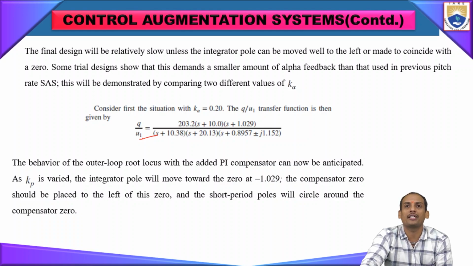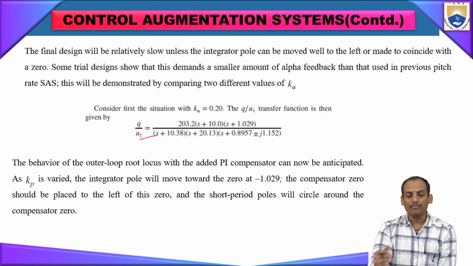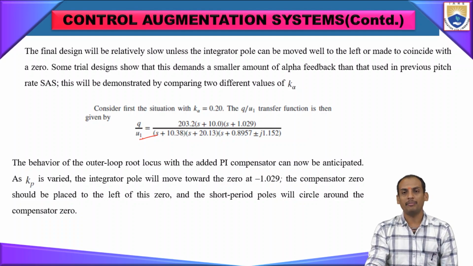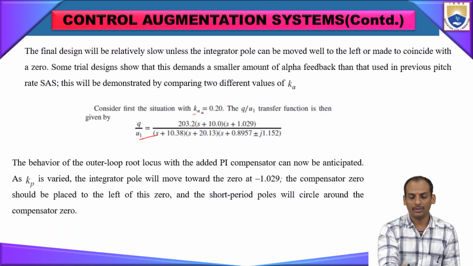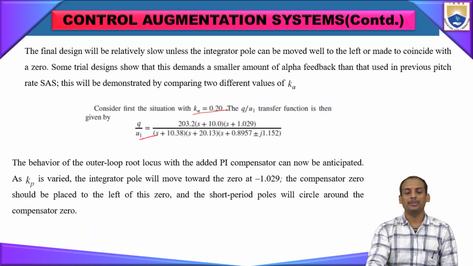Then it will be demonstrated by comparing two different values of K alpha. Here the K alpha means what? Pitch rate values only. The entire function depends upon the given pitch rate value, that is K alpha. Here we have taken 0.02 only.